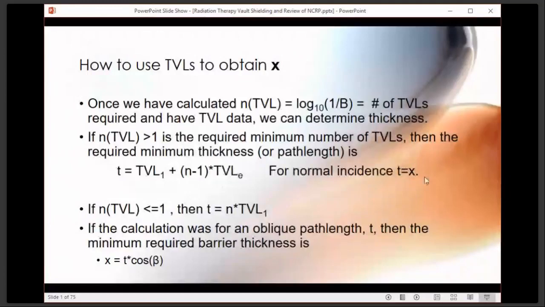For normal incidents, the T would be just the thickness. At any other angle of incidence, we would be calculating the path length, and then in turn using this formula down here to get the barrier thickness. If we have one or fewer, less than 1 TVL required, then it's just the fraction of the thickness of 1 TVL.